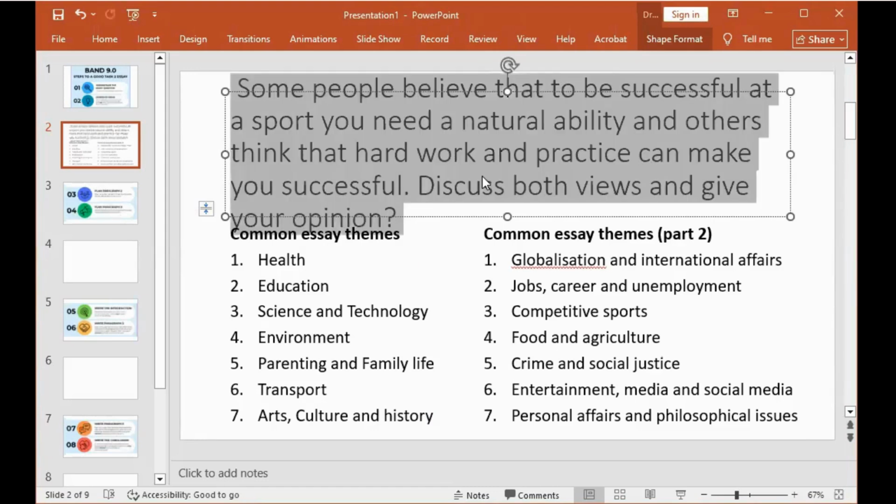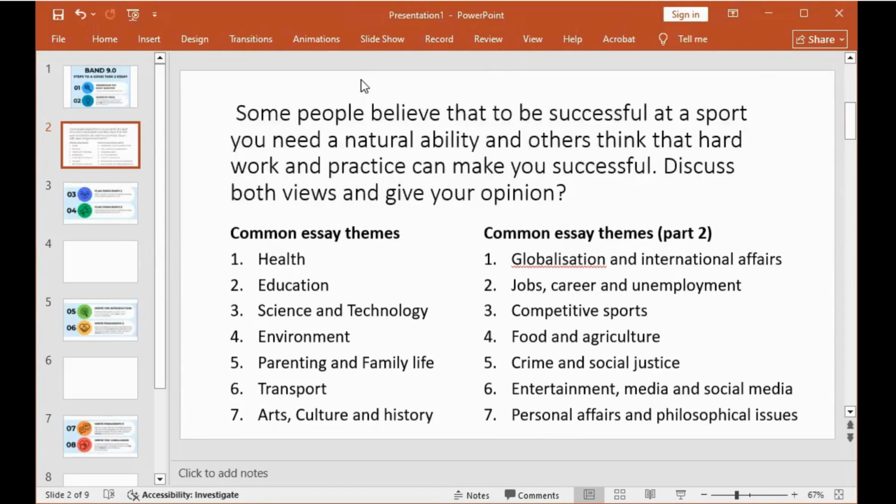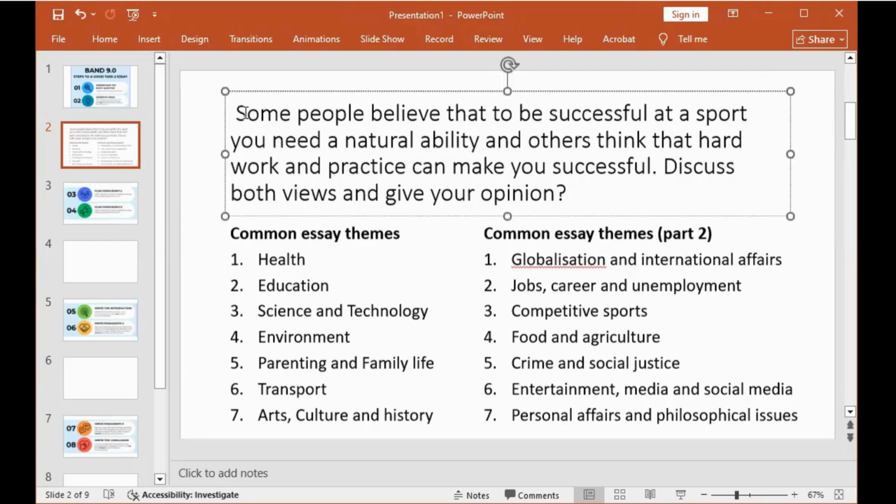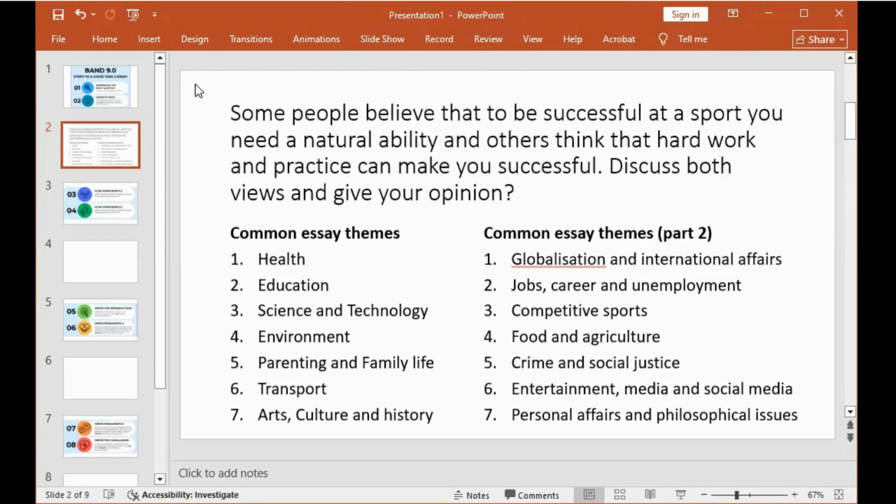So look at this question, Uchechi. What kind of essay question is this? It falls under competitive sports. Okay, that is the general theme. To be successful at sports, you need natural ability. Another thing is that hard work and practice can make you successful. Very good. We can put it under competitive sports.